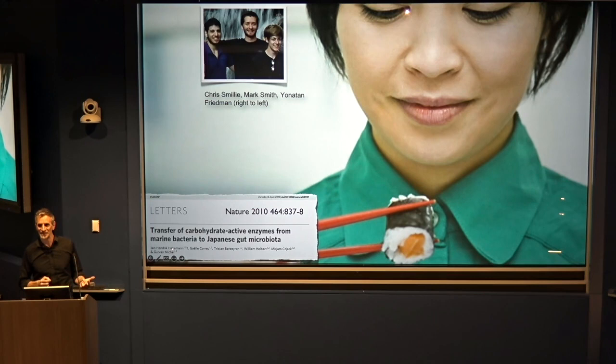And so I got really excited about this. I asked some graduate students, Mark Smith, Jonathan Friedman, Chris Miley. I said, I want you guys to find all the examples in all the sequenced genomes where you've got identical DNA in two totally different species, where the only explanation for having identical DNA is that the gene crossed from one species to the other. They came back and they're like, oh yeah, we did it. You know, Eric, we found 80,000 examples.